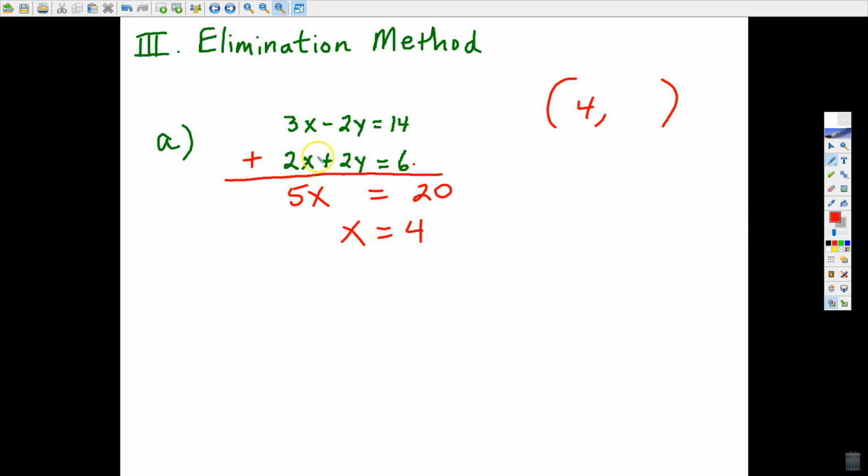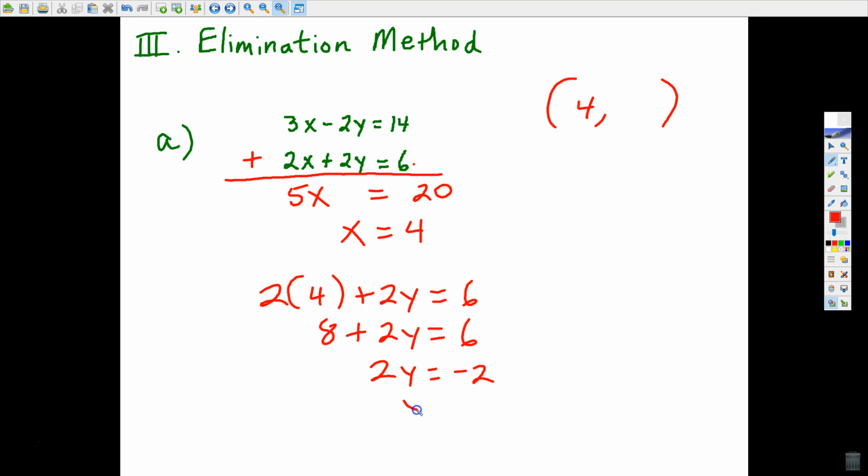And now it doesn't matter which of these equations you go back to and substitute for x. You'll be right either way. I'm going to go with the bottom one. 2 times 4 plus 2y is 6. That's 8 plus 2y. Subtract 8 from both sides. And we get our y value is negative 1. So that is a problem, a system that's set up ideally for elimination.